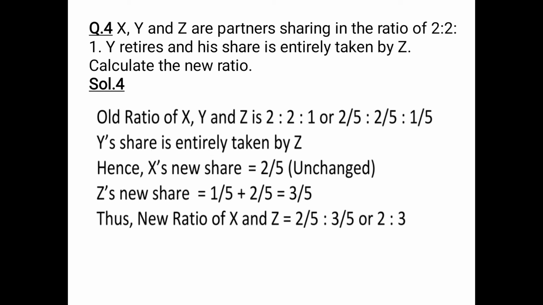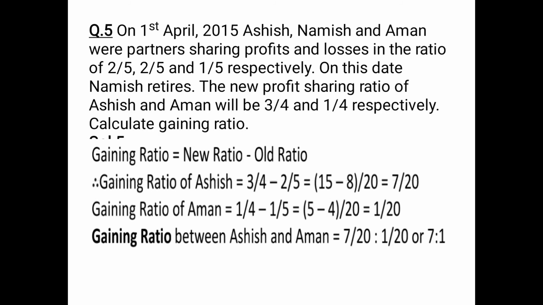Thus new ratio of X and Z will be 2 by 5 is to 3 by 5, or we can say 2:3. Then question number 5 is basically for calculating gaining ratio. And before doing this, can we revise the formula for gaining ratio? The formula for gaining ratio is equal to old ratio is to be deducted from the new ratio, that is new ratio minus old ratio.